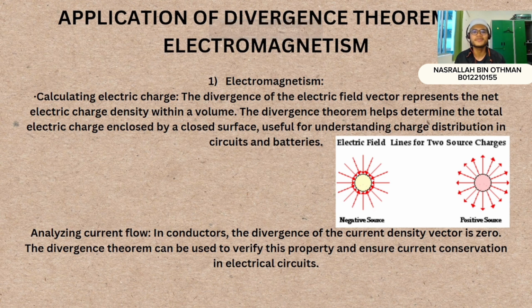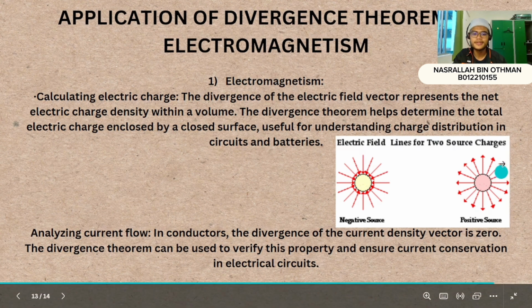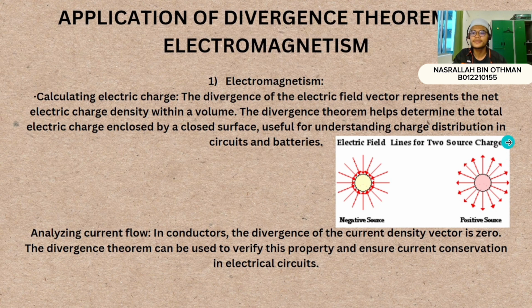For the application of the divergence theorem in electromagnetism, there are two types of application. One is to calculate electric charge, and one is to analyze current flow. For electric charge, the divergence theorem helps determine the electric charge enclosed by the surface, useful for understanding charge distribution in circuits and batteries. And for analyzing current flow in a conductor, the divergence of the current density vector is 0. The divergence theorem can be used to verify this property and ensure current conservation in electrical circuits.